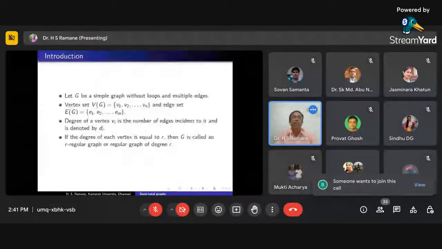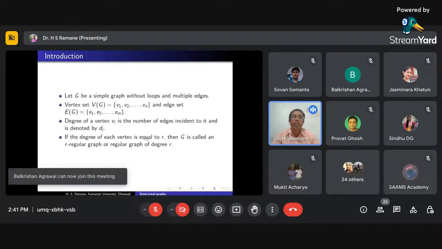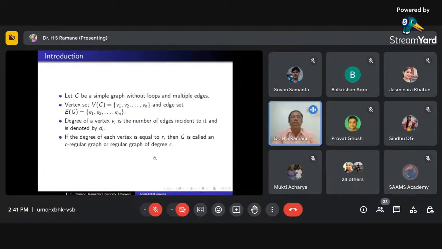Now we'll start with the basic definitions. Here we are considering the graph G with vertex set V of G, and the vertices are labeled V1, V2, up to Vn, and the edge set is E of G with edges E1, E2, up to En. As many of you know, the degree of a vertex is nothing but the number of edges incident to that point, usually denoted di or d of Vi. And if the degree of each vertex is equal to r, then we call the graph regular, a regular graph with degree r.